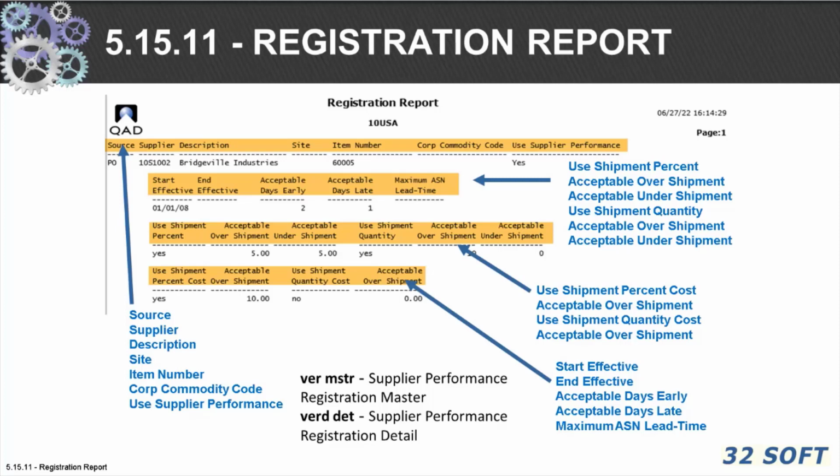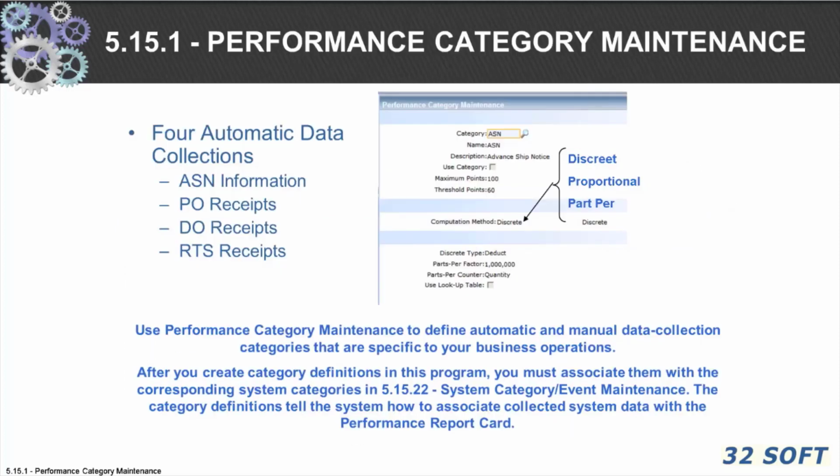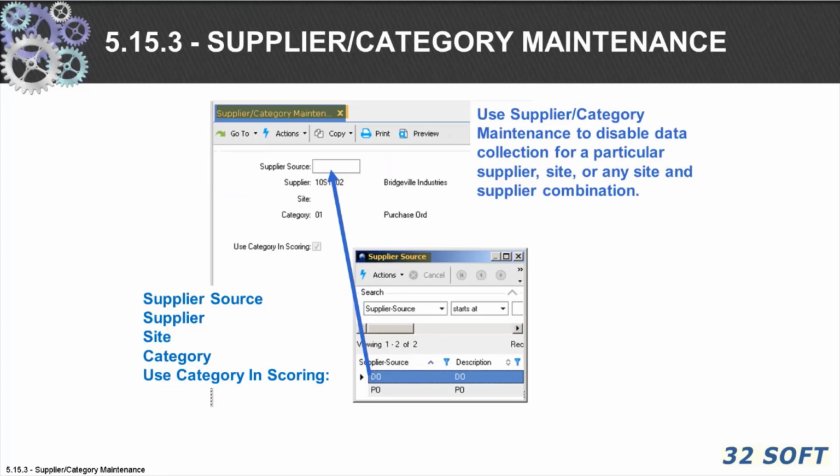to get this data. Use performance category maintenance to define automatic and manual data collection categories that are specific to your business operations. After you create category definitions in this program, you must associate them with corresponding system categories in 5.15.22, System Event Maintenance. The category definitions tell the system how to associate collected system data with performance report cards. Use supplier category maintenance to enable or disable data collection for a particular supplier site or any site supplier combination.